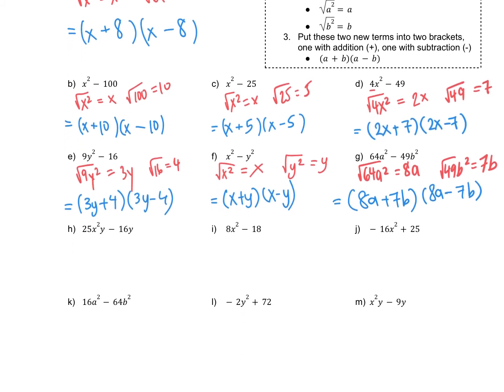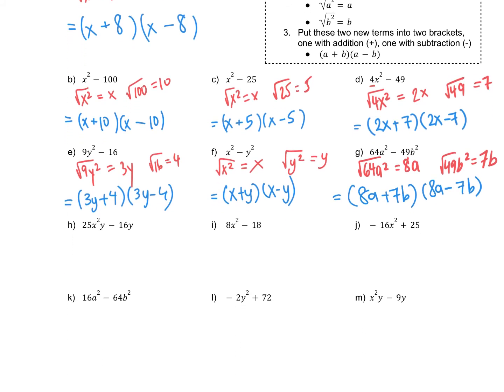All right. Next, we're going to add some greatest common factoring in the mix. So when you look at h, you see 25, you see 16. Those are perfect squares. My problem is I have a y there. I can't square root y because y times y is y squared. So what am I going to do to get y? I'm not going to have a nice variable there.